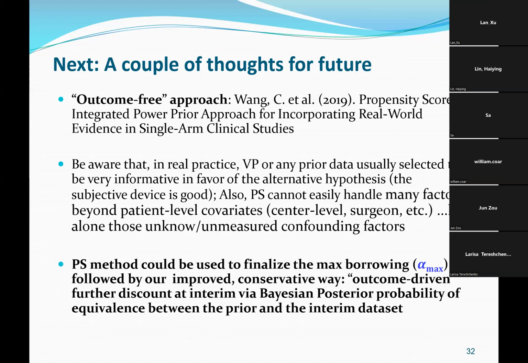So the weight, maybe when we determine the alpha max, maybe we can use a propensity method to come up with alpha max in combination with the clinical thinking, and then use our dynamic methodology to have the interim analysis to confirm or fine tune the alpha max. Maybe that's another way for the future. Next slide, please.